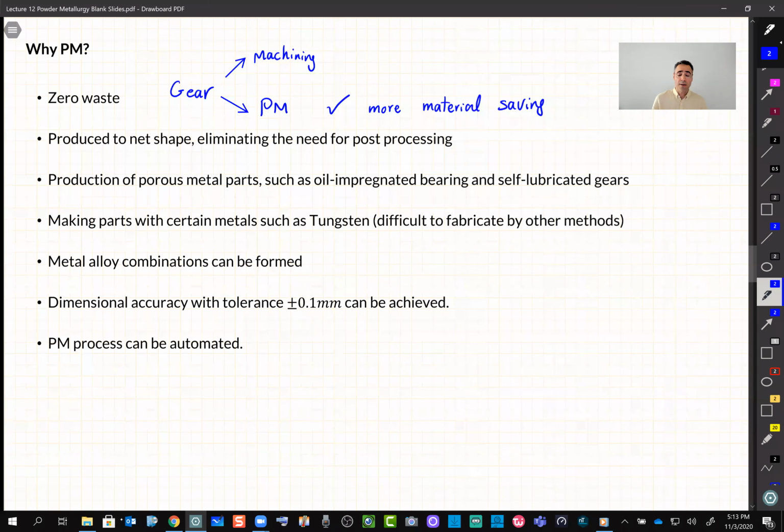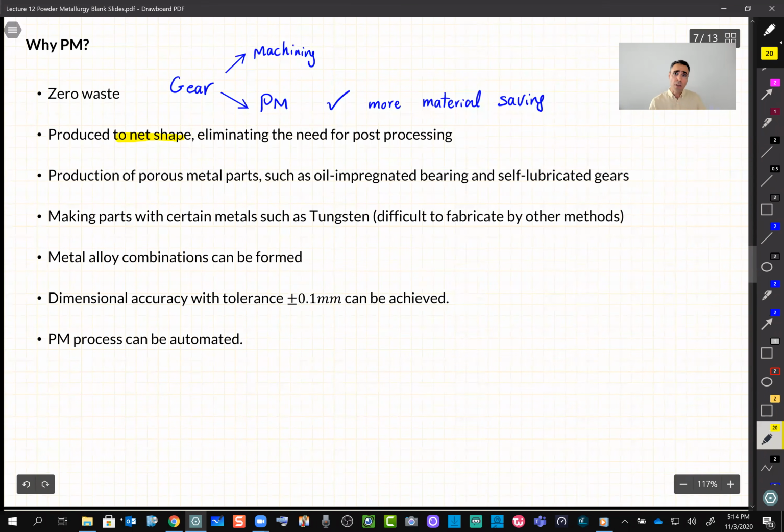The second reason is we can eliminate the post-processing. Sometimes the approach that we decide to make something requires doing extra process on it. With powder metallurgy, we can claim that the shape we get is very close to our design. So maybe we don't need too much post-process. Of course, with machining, we don't need post-process, but let's say with casting, sometimes we need to do extra process to machine the surface. And this one also results in more saving.